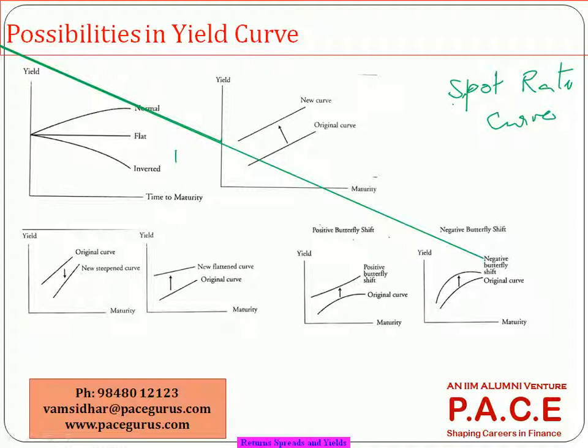Now, when I take different maturities, 1 year spot rate, 2 year spot rate, 3 year spot rate, 5 year, 10 year, and I find out and plot their yields, whatever the returns are on each of those, and I join all of them, that curve is what we are calling a yield curve. Any spot rates, different maturities, if I plot all their rates and join the points, we are calling it a yield curve.